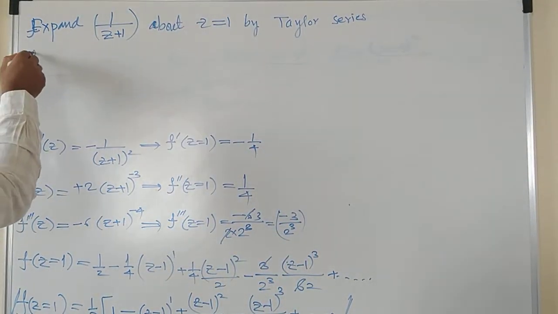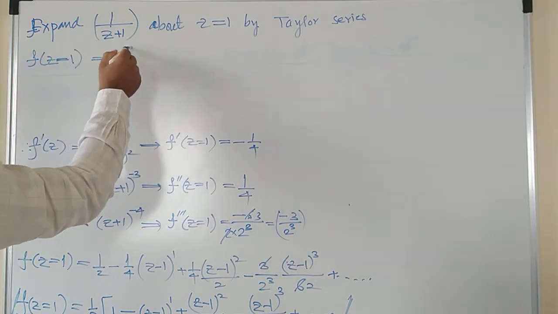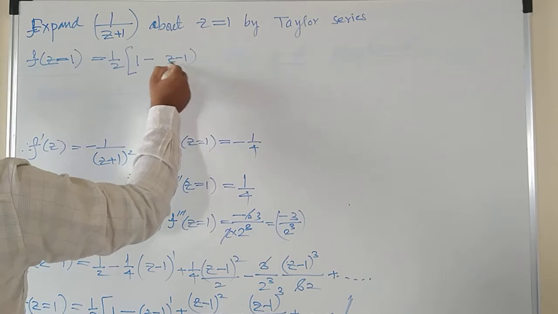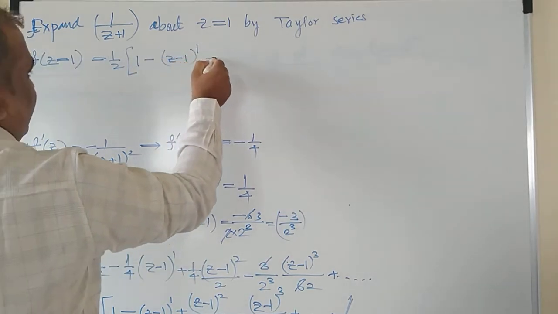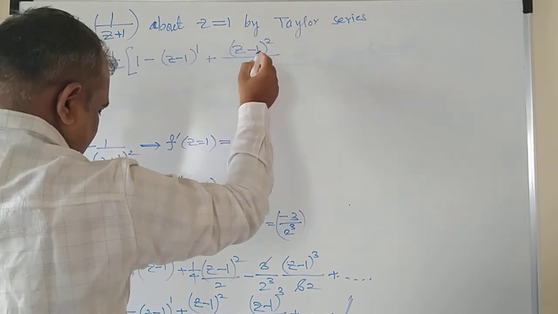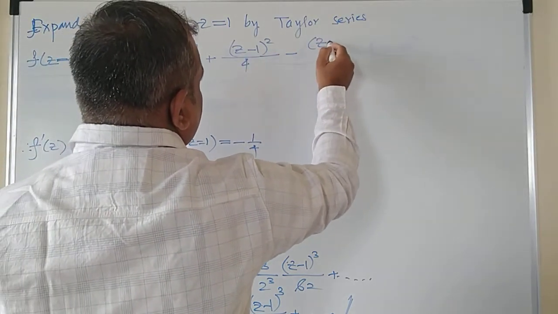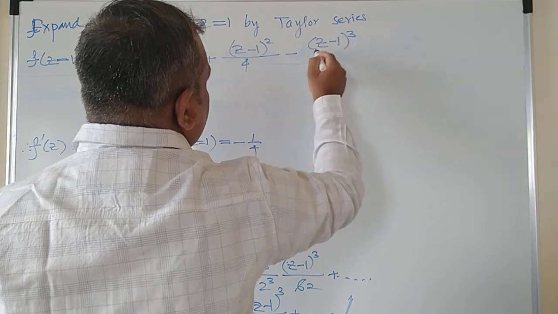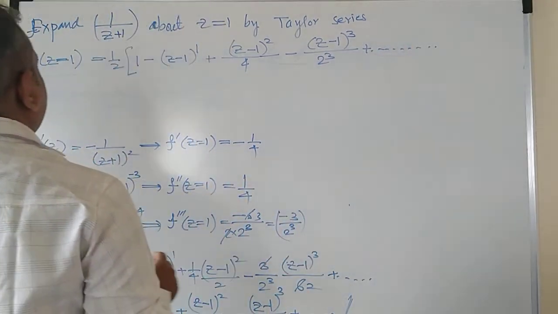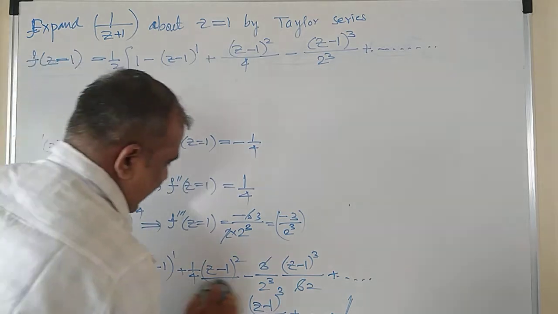So f of z is equal to 1/2 into bracket 1 minus (z minus 1) plus (z minus 1) whole square upon 4 minus (z minus 1) cube divided by 2 cube, right? This is the answer by method 1, and let's now go for the second method.